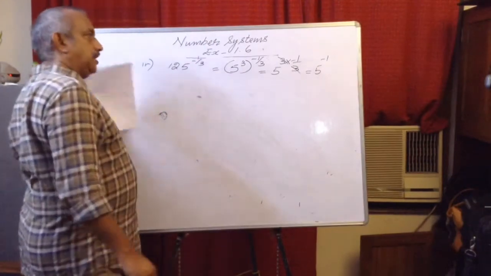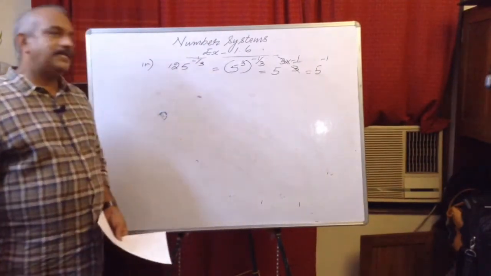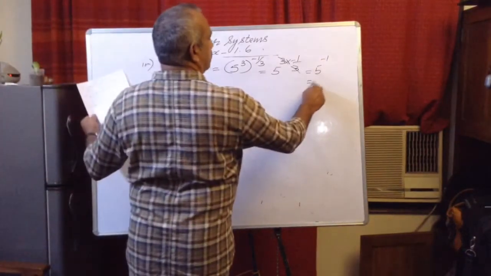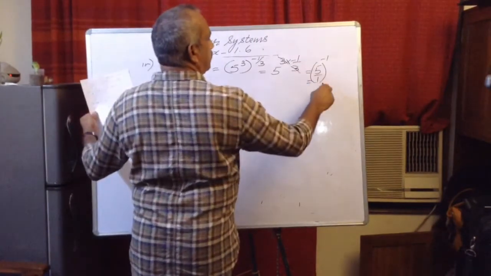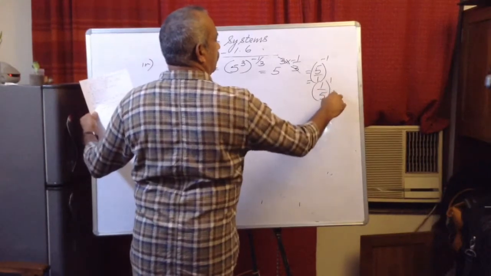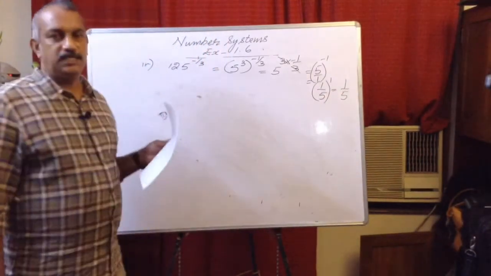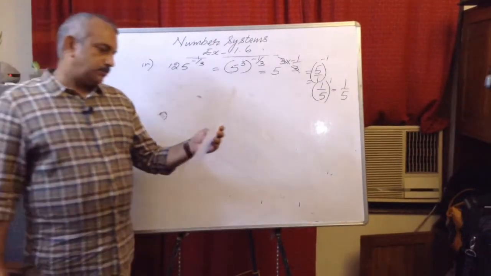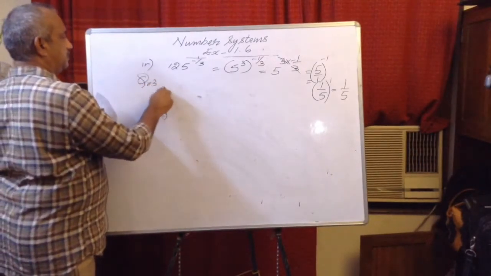Now this is the answer, but we never leave the answer with negative power. So we will change it. This is 5 upon 1, take reciprocal. It is 1 upon 5 raised to power 1, or 1 upon 5. Because if the power is negative, we will take reciprocal to change the sign. Now last question, question number 3. Simplify.